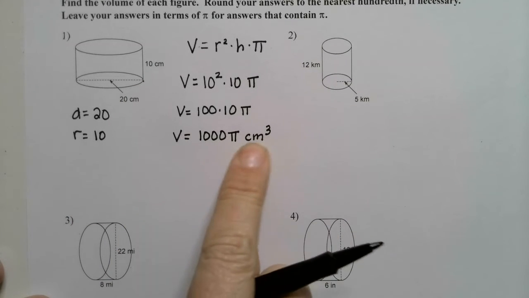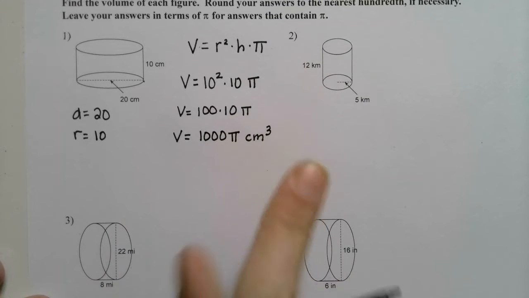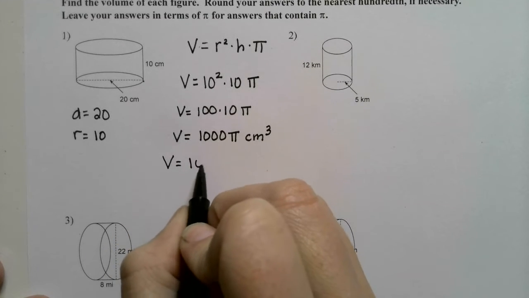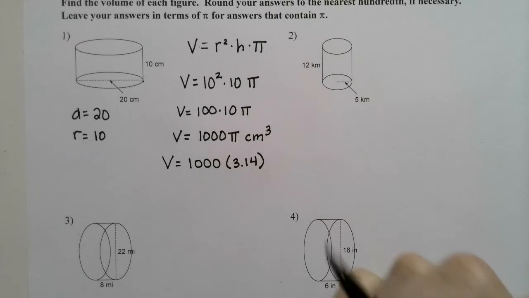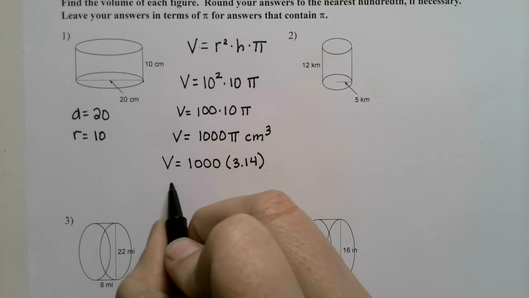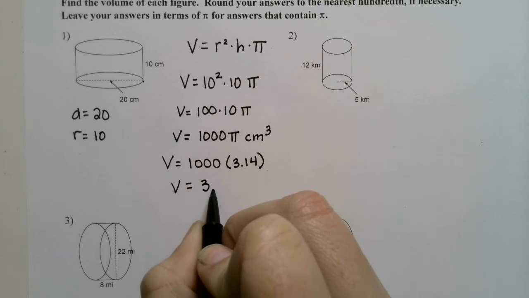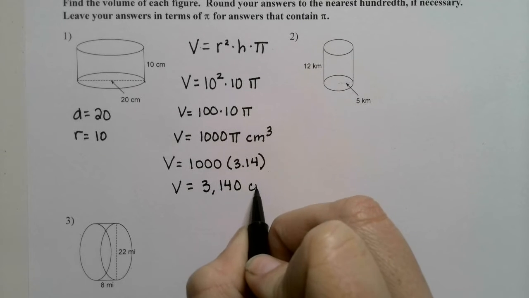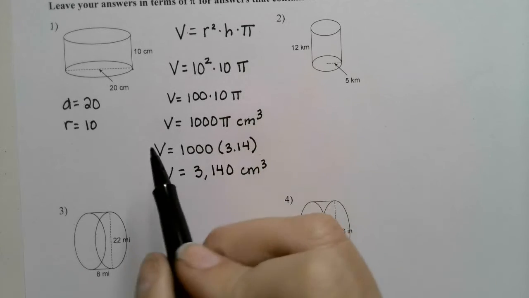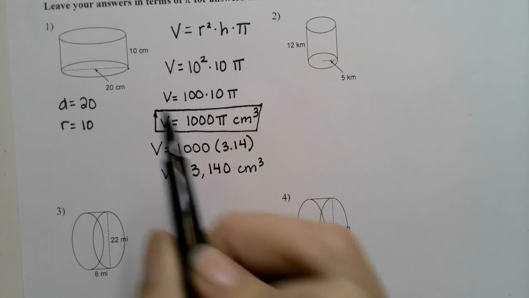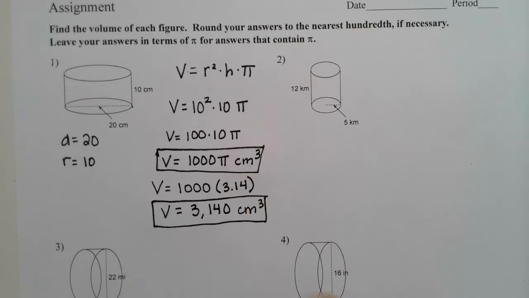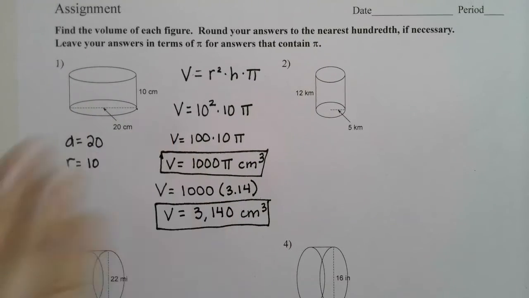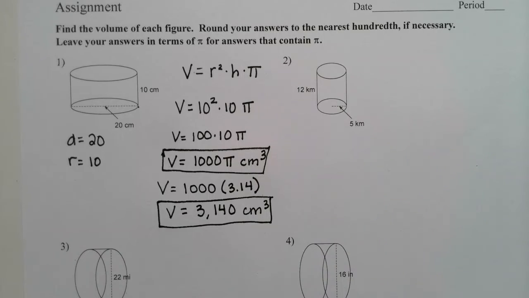Now, this is leaving it in terms of pi. Sometimes this is a far more accurate answer, but often we use 3.14 to represent pi. So if we multiply 3.14 by 1,000, we end up with volume equals 3,140 centimeters cubed. So you can either leave it in terms of pi or multiply it out by 3.14. That one's straight up and down, but you can see also that the diameter, you need to cut that in half.